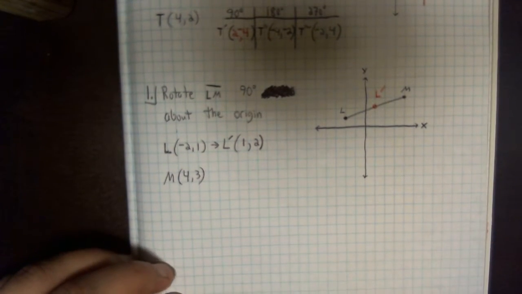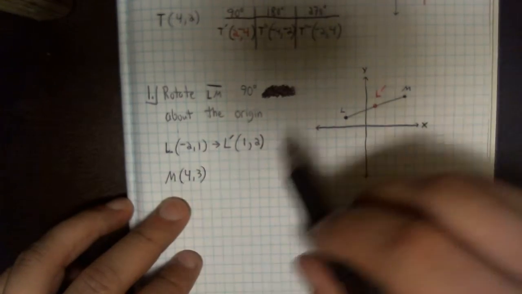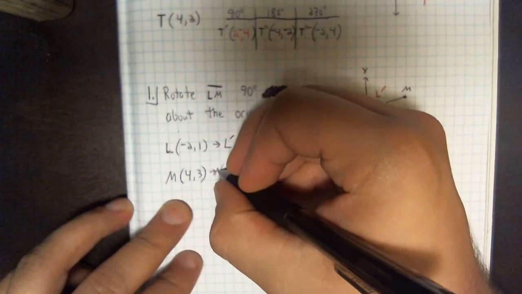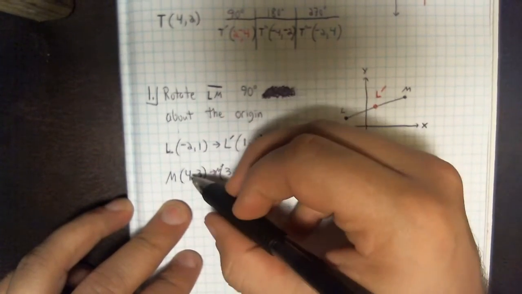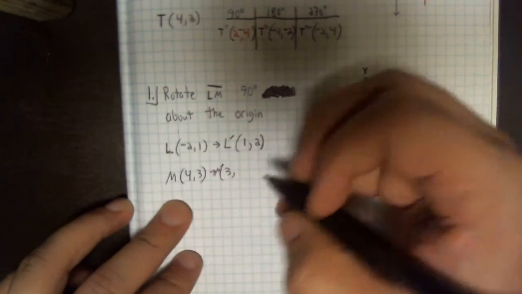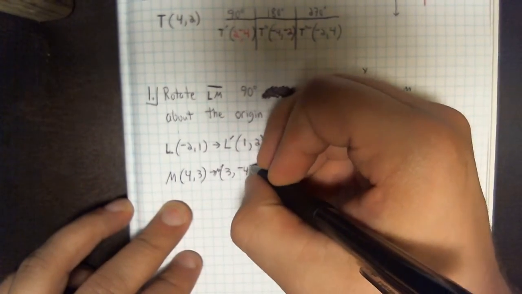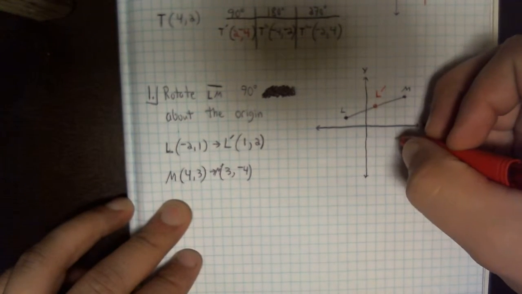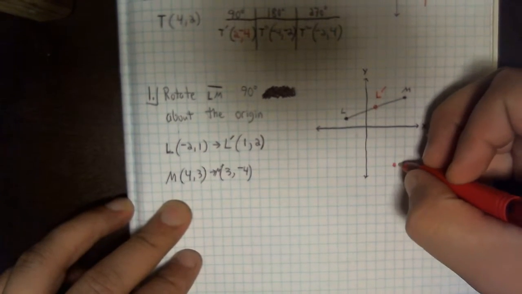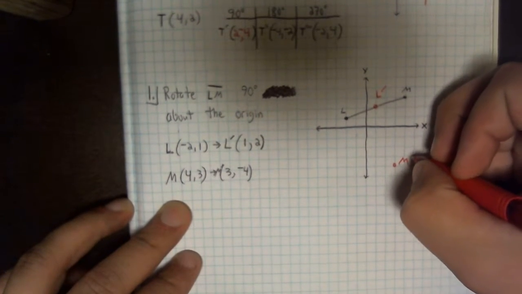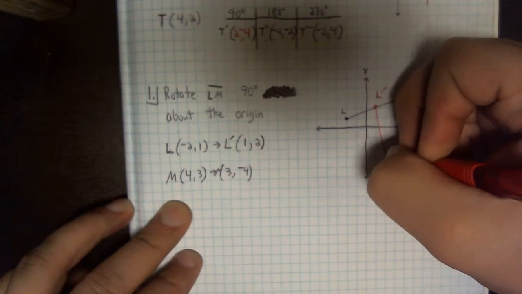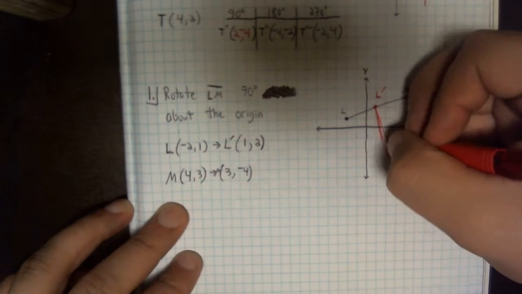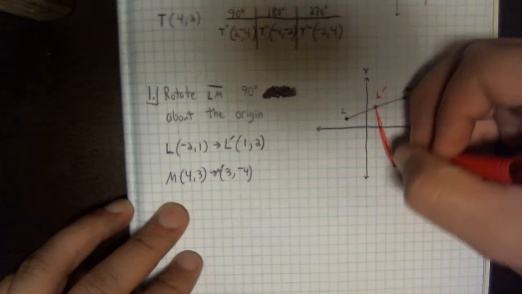That's L prime. And for point M, again, we're going to switch x and y. So 3 comes first. And then negative x. So we started as positive 4. We want this to be negative 4. So 3, negative 4. That's M prime. I'll connect these. That's the line segment that we're looking for.